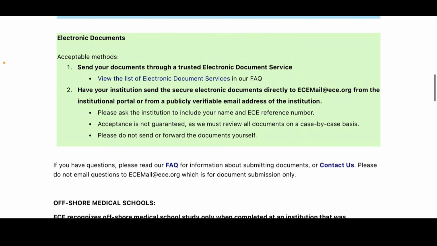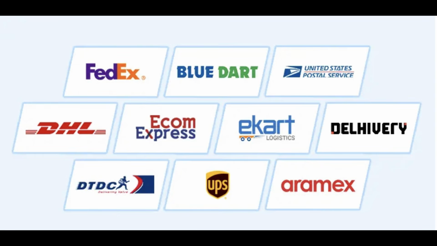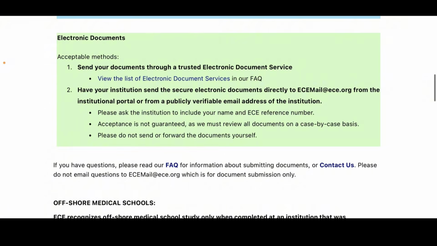Your institution can also send a secure electronic document directly via their email at ecemail@ece.org from their institutional portal or their official publicly verifiable email address, right? So that ECE can confirm it's coming from a trusted source, right? So that's the second method. Either physically you mail it via UPS or so forth, or secondly, you can send that to the email.